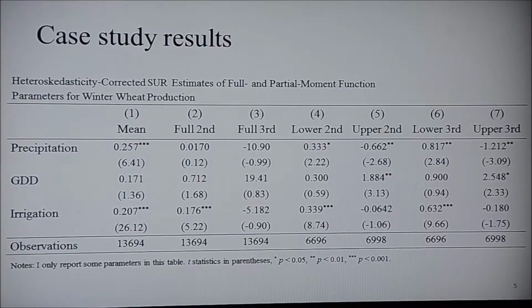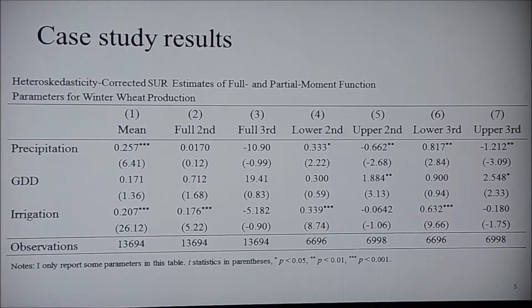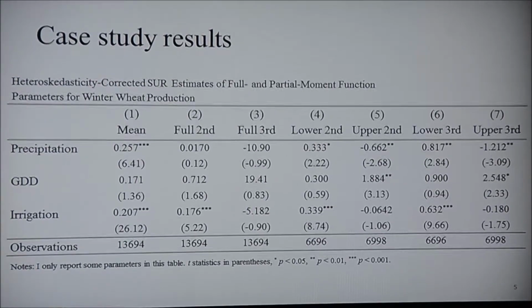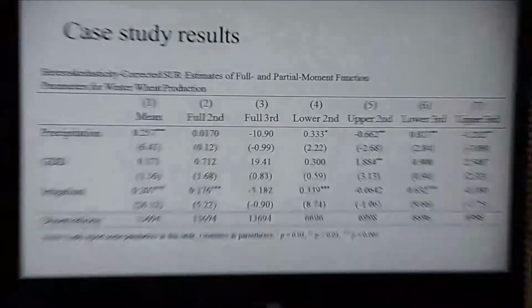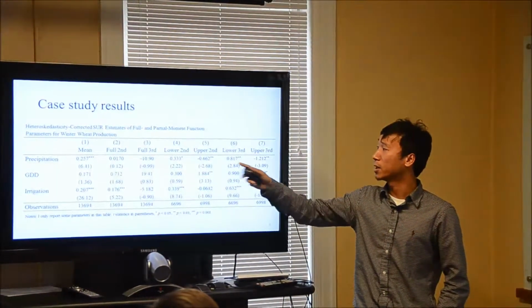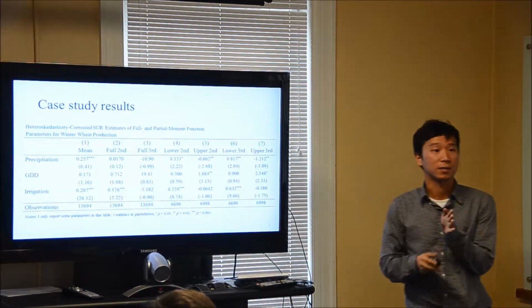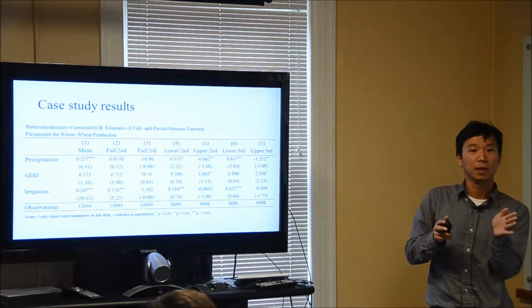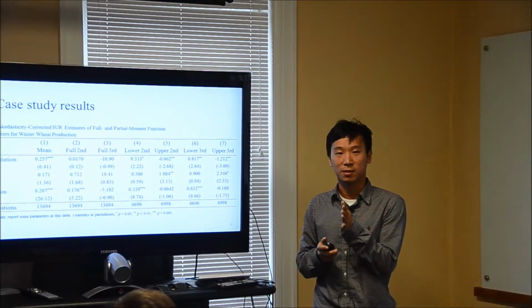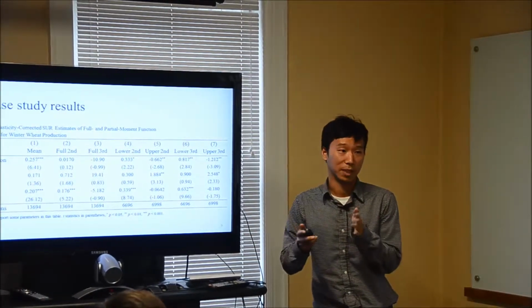And all the dependent variables are moments of output distributions, including mean, variance, and central moments and partial moments. By partial moments, lower and upper, I mean lower is the part below the mean, and upper partial moments means the part above the mean.